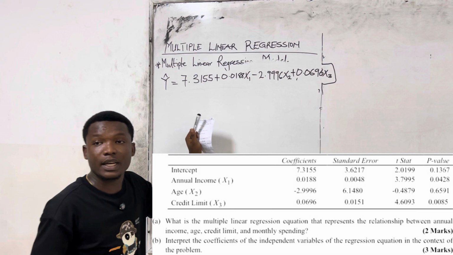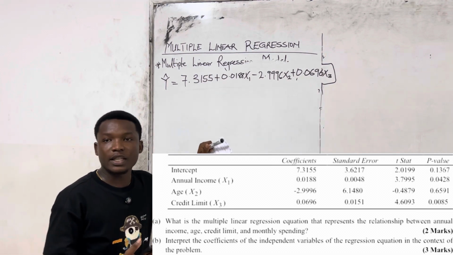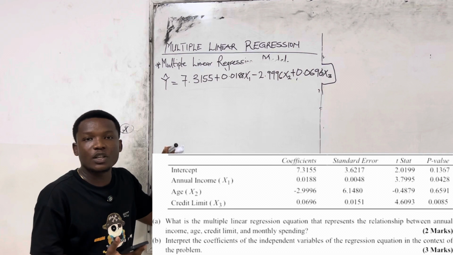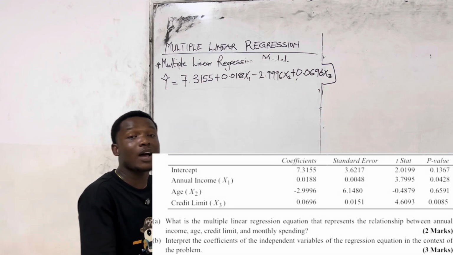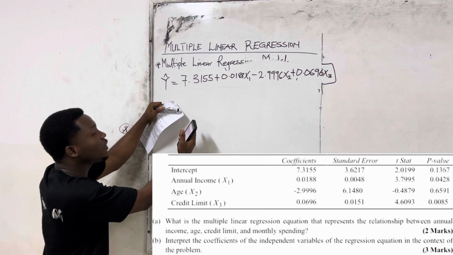Our monthly spending: how people spend their money on a monthly basis. And they use their age, their credit limit, and also their annual income to determine the monthly spending. So this is our model that we have there.